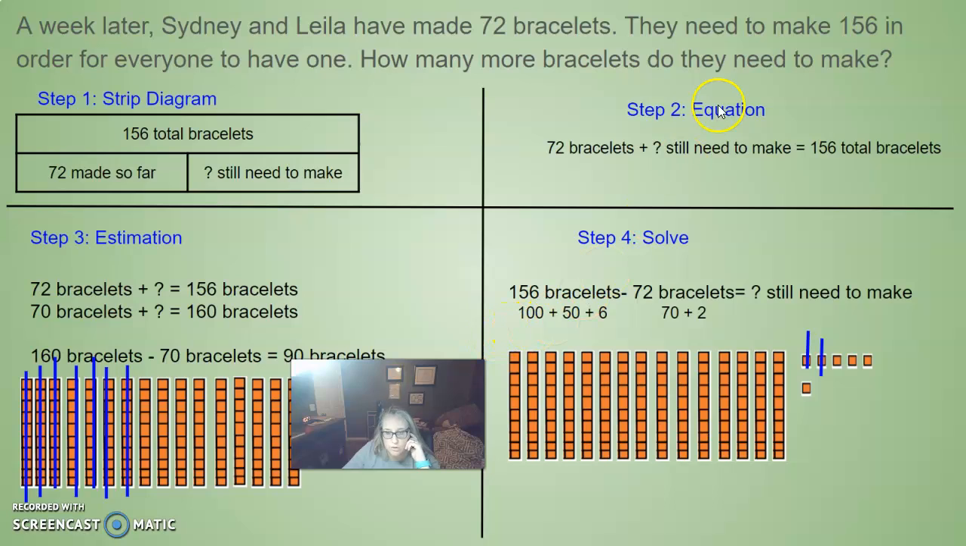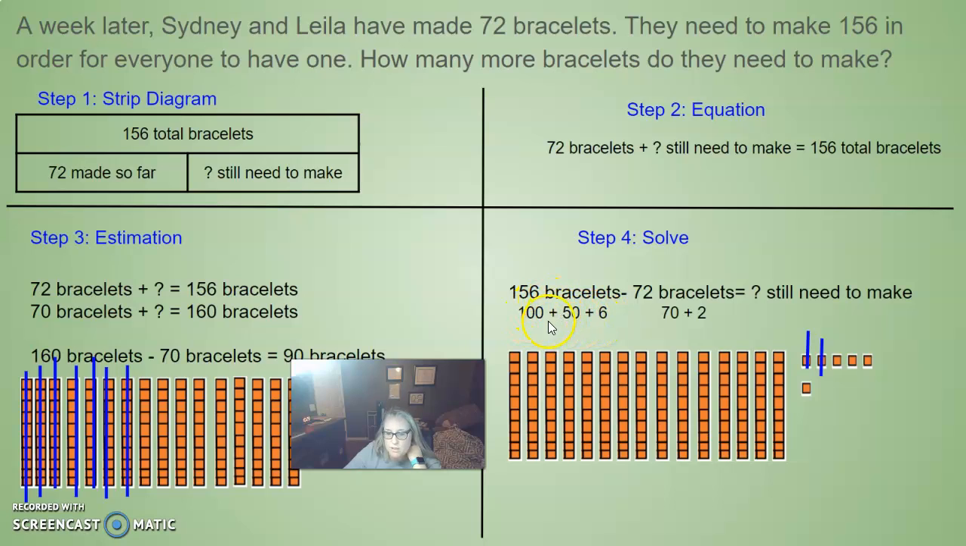I am going to write down my equation that I had. So I'm going to use the same subtraction equation that I used for my rounding, but I'm going to put the actual numbers in. So I said 156 bracelets minus 72 bracelets equals the number that I still need to make. Now I'm going to break this number down into expanded form again, so I know how many base 10 blocks to use. I'm going to start with my bigger value so that I'm able to actually take something away from it. So I said 156, the expanded form of that would be 100 plus 50 plus 6.